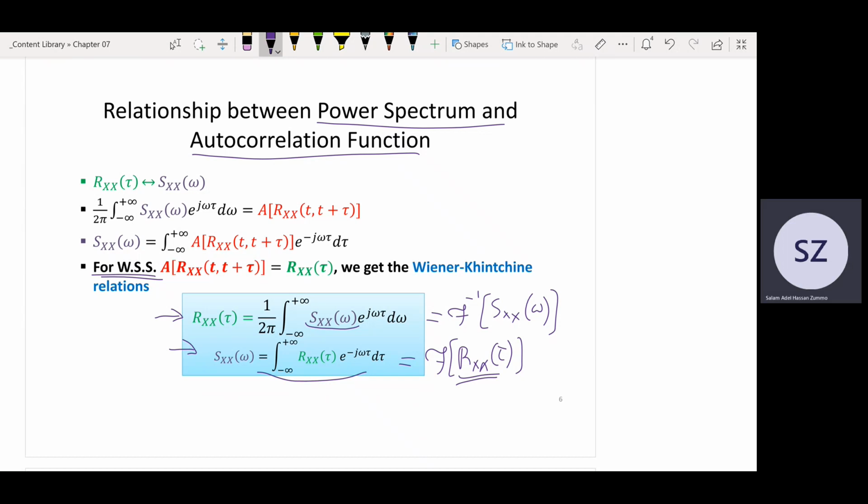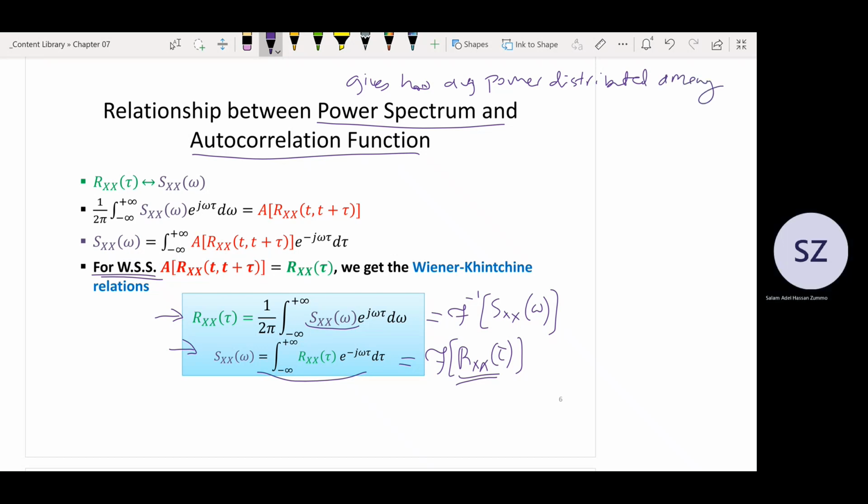So the power spectral density gives you how the average power is distributed among different frequencies.